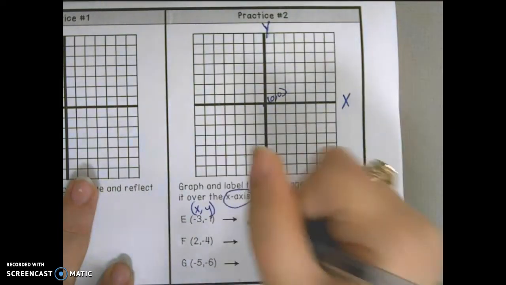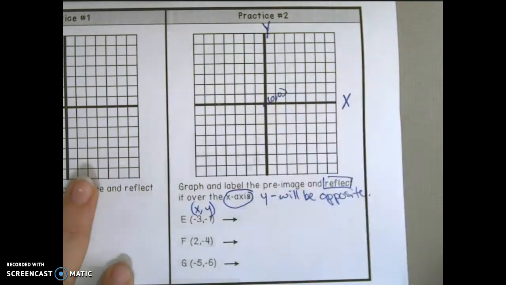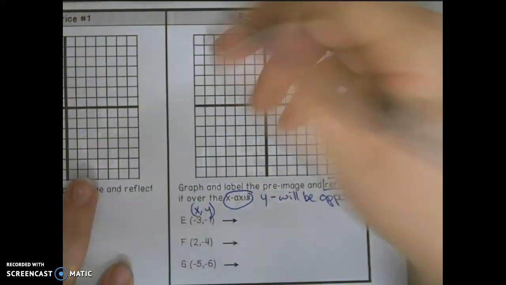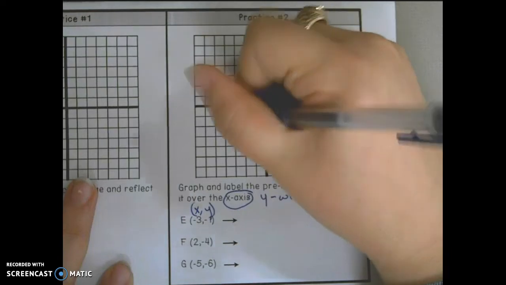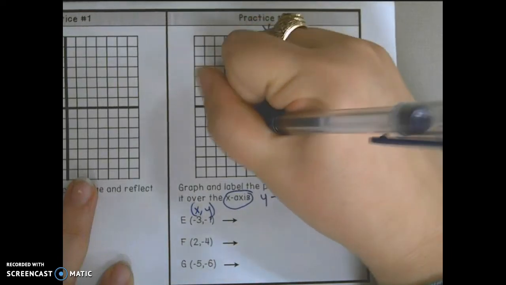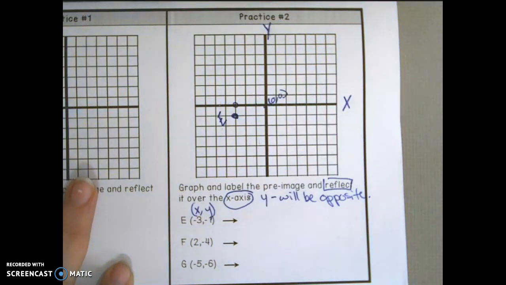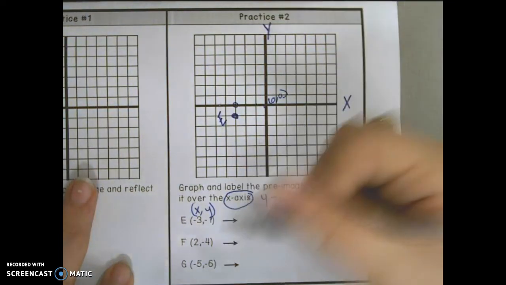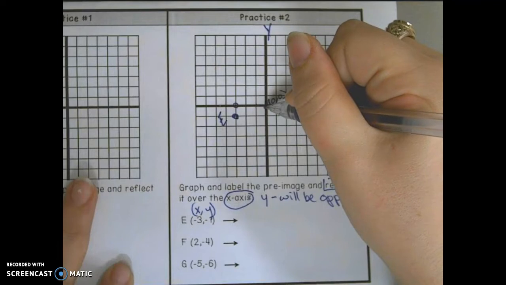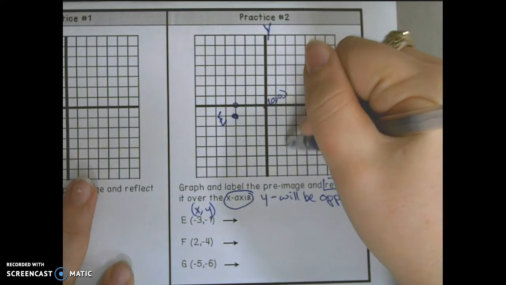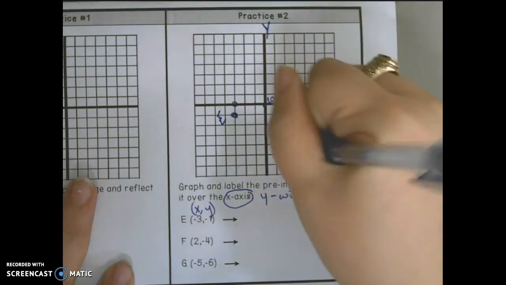So my E, in case we forgot, we have our x and our y. When we graph it, we're going to graph the first one first. My x is at negative 3. So 1, 2, 3. My x is at negative 3 and negative 1. So this will be my E original. Then my F is at positive 2, 1, 2, and negative 4. So 1, 2, 3, 4. Negative means down. So there's my F.